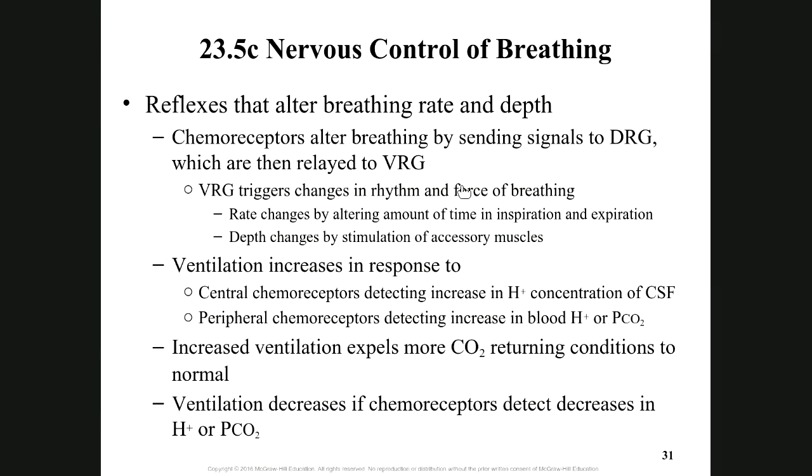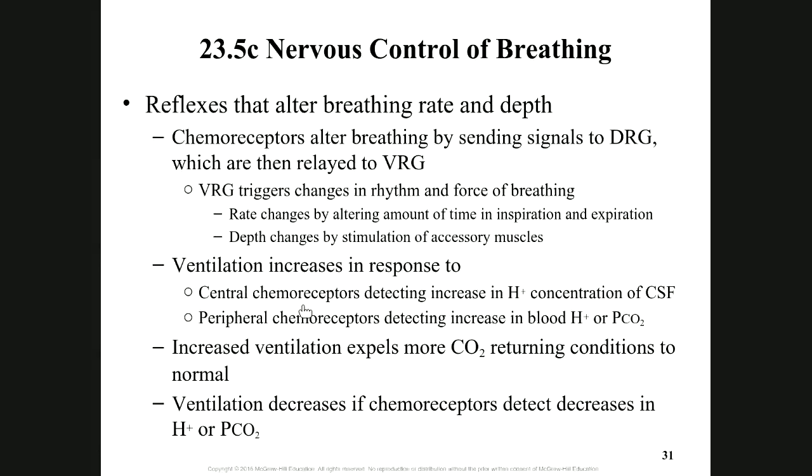The chemoreceptors alter breathing by sending signals to the DRG, which are then relayed to the VRG. The VRG triggers changes in rhythm and force of breathing. Rate changes by altering the amount of time in inspiration and expiration, and depth changes by stimulation of some accessory muscles. So the VRG can change both the rhythm and force of our breathing. The depth of your breathing is changed by the contraction and relaxation of more muscles, and the rate of your breathing changes and decreases the resting time between each inhalation and exhalation.